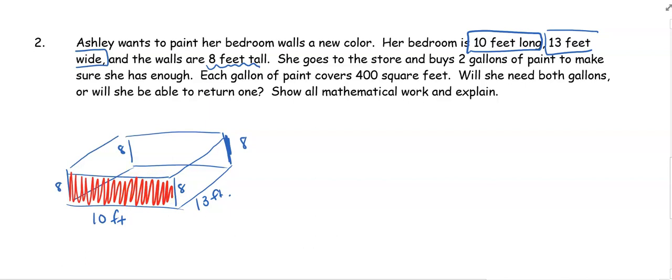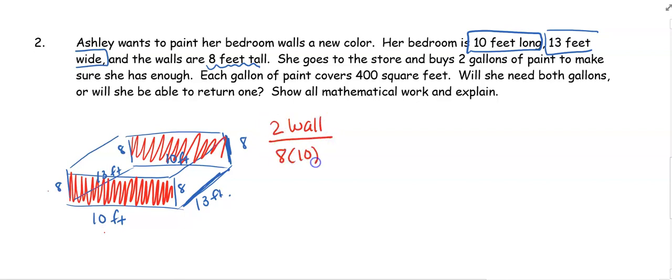Now, if you think about a bedroom, again, it doesn't taper off. If this side is 10 feet, this side is 10 feet. If this side over here is 13, it's 13 over here. So this front wall and this back wall, if you notice, they both are 8 feet tall and 10 feet wide. So if I'm going to paint those 2 walls, one wall is 8 times 10, because they're rectangles, base times height, which gives me 80. But I have 2 of them. So I multiply that by 2 to get 160 feet squared for those 2 walls.